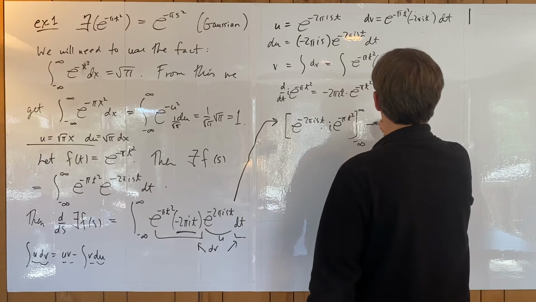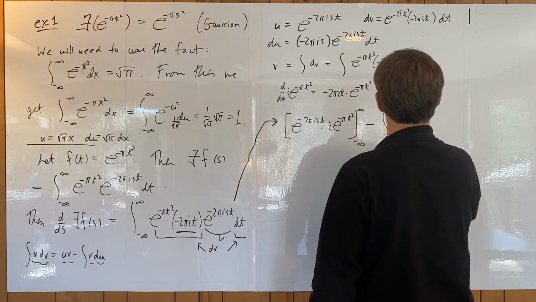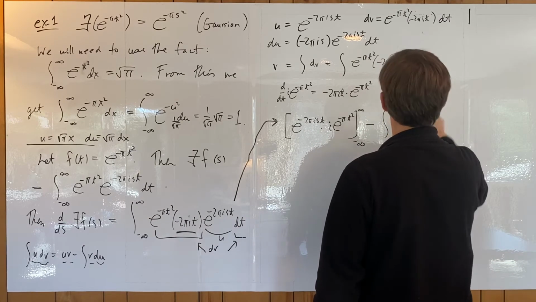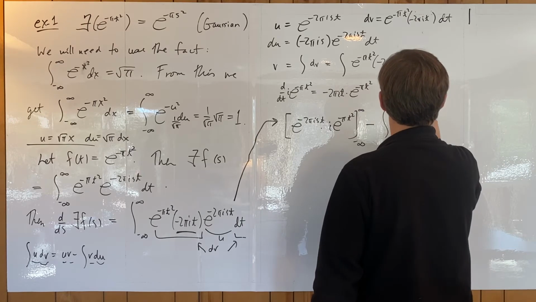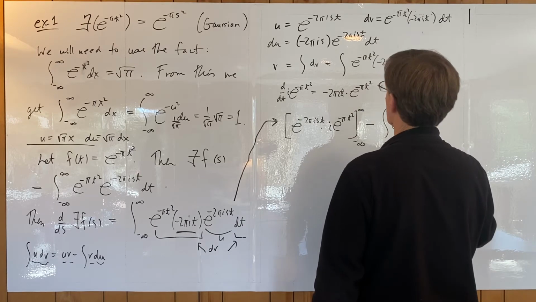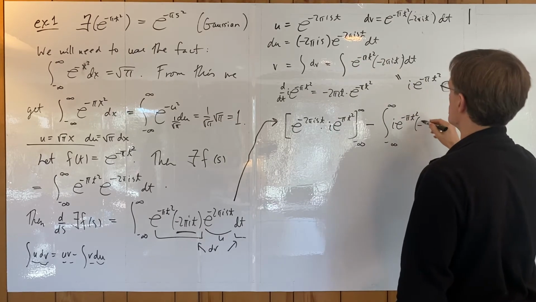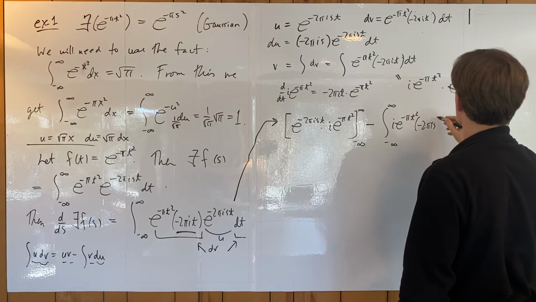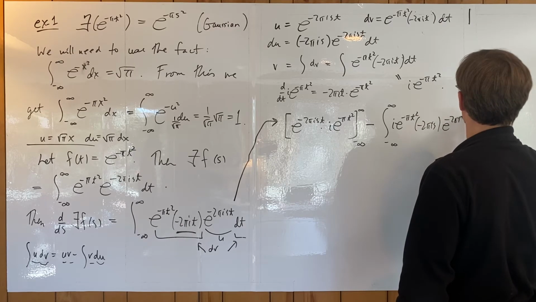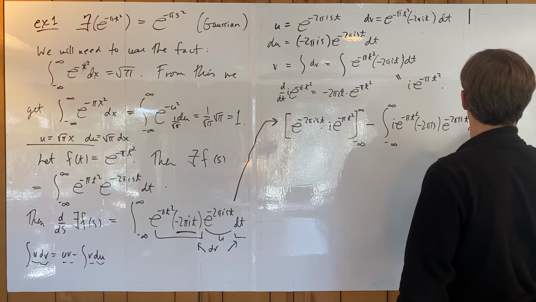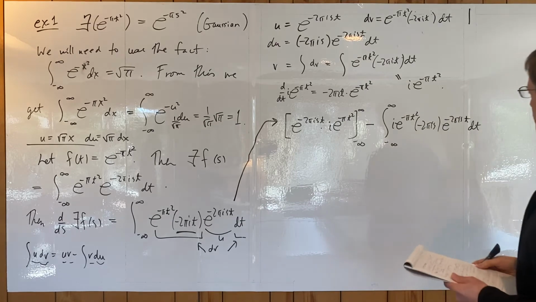I'm going to go minus the integral from minus infinity to infinity of v, which is i e to the minus pi t squared, and then du, which is all of that stuff. So minus 2 pi i s e to the minus 2 pi i st dt.